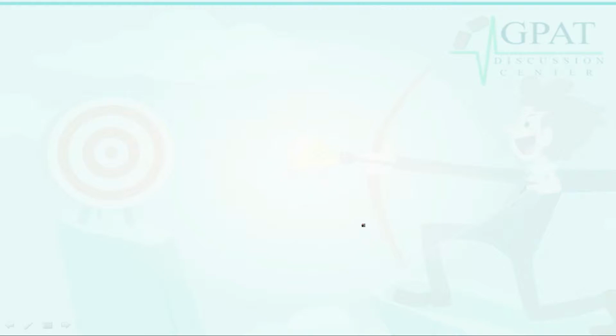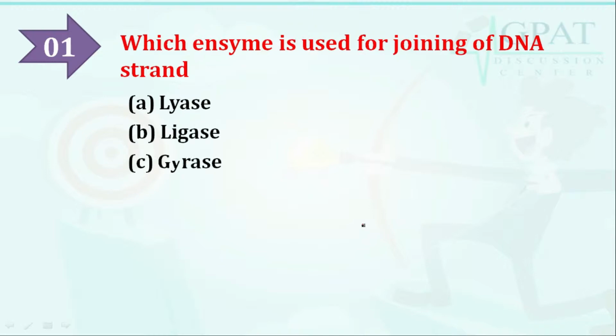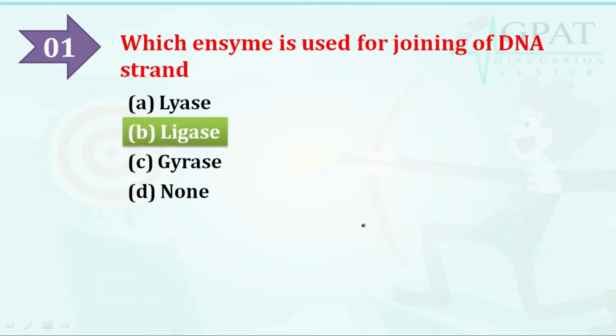So today we are going to cover some questions for your railway pharmacist exam with brief explanation. The first question is: which enzyme is used for joining of DNA strand? The options are, option A is lyase, option B is ligase, option C is gyrase, option D is none. So which enzyme is used for the joining of DNA strand? And the correct answer is ligase. Ligase is the enzyme that is used for the joining of DNA strand.